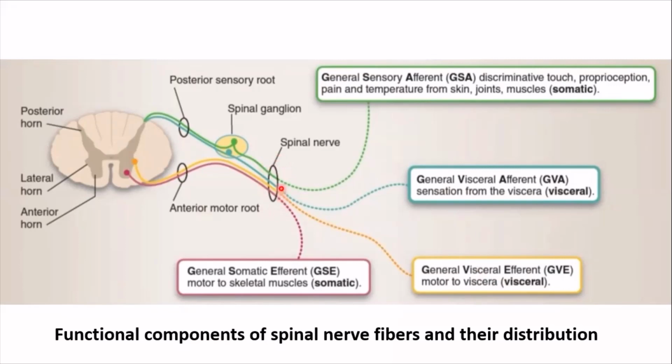So this is a spinal nerve containing all these four functional components: general somatic afferent from the somatic part like skin, joints, and muscles. Then the general visceral afferent, which is sensation from the viscera, and this is the general somatic efferent coming from the spinal cord to the periphery and the effector organ. So this is passing here, and this is the general somatic efferent, and the last functional component is the general visceral efferent. So these are the four functional components of the spinal nerve.